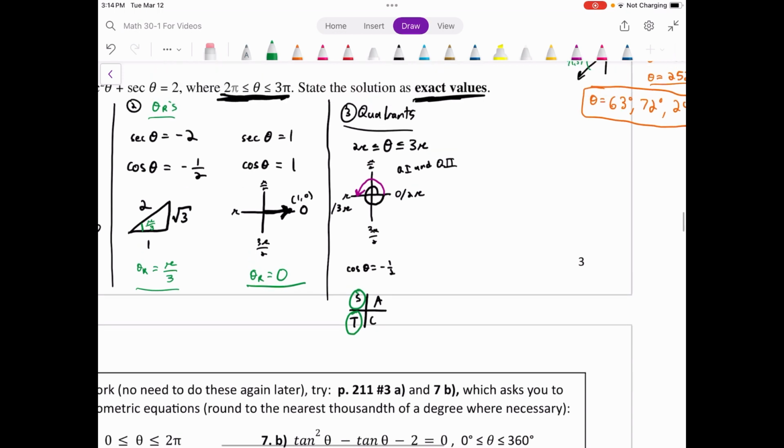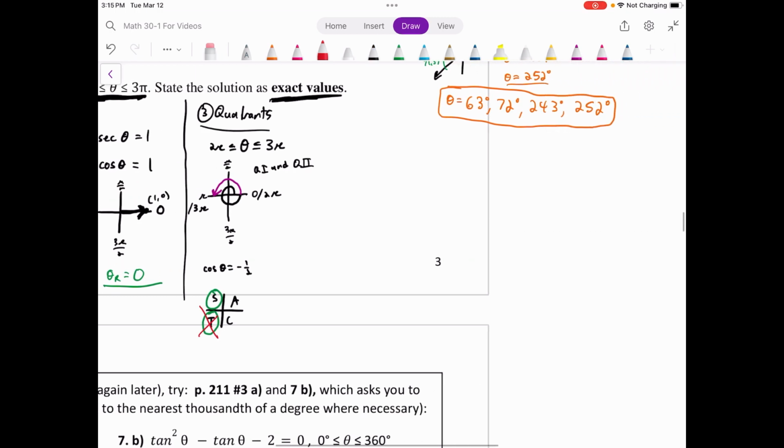But one of those we now know we're not interested in as a solution. Which one? Right, we don't want quadrant 3 because we're limiting our domain from 2 pi to 3 pi. This would be beyond 3 pi, right? So that's no good. So just quadrant 2, that gives us just one solution to find there.